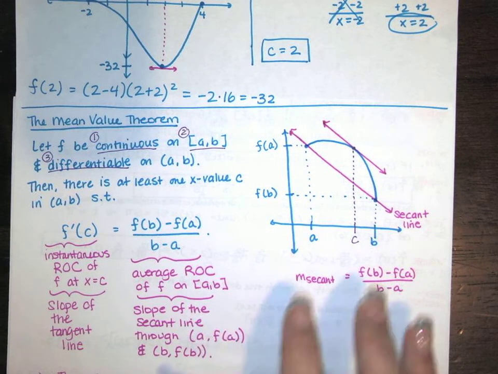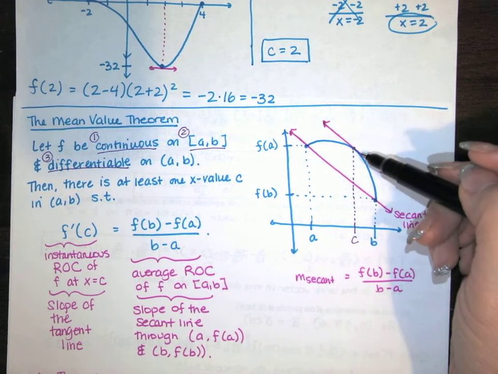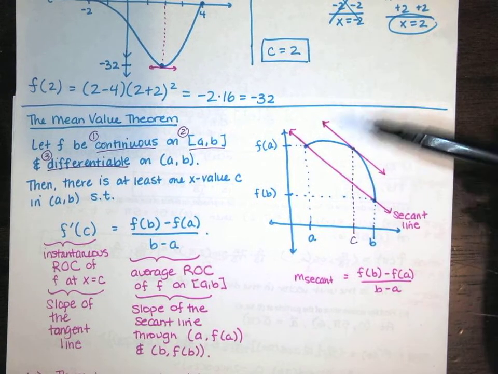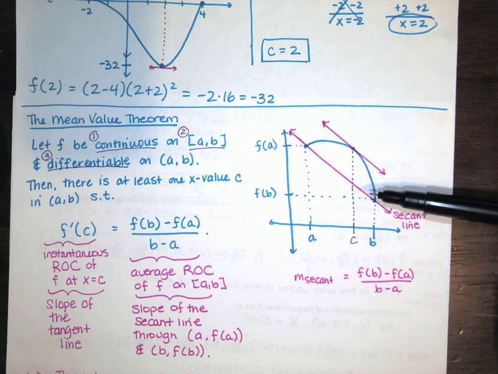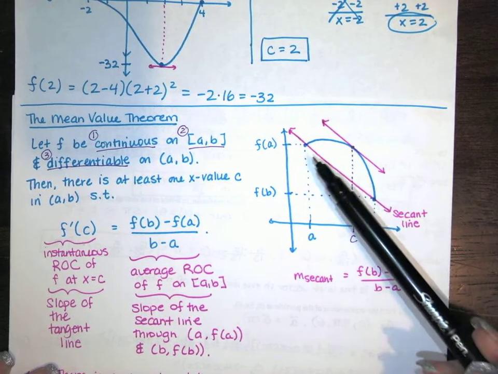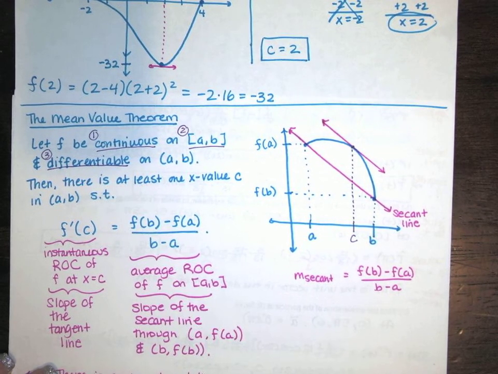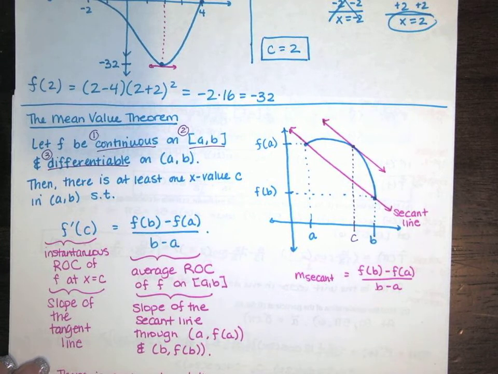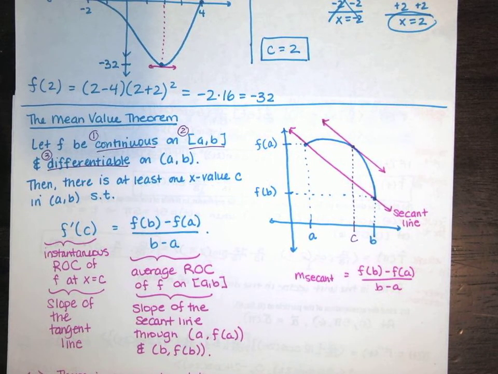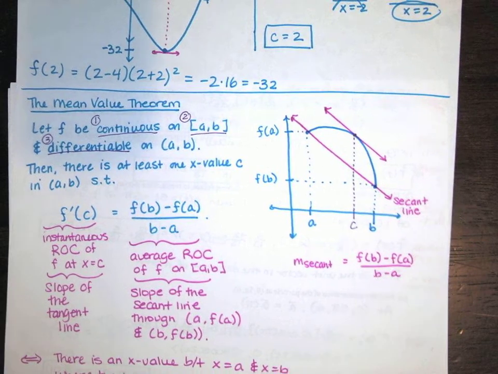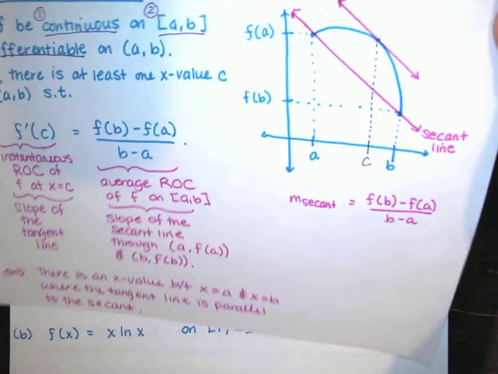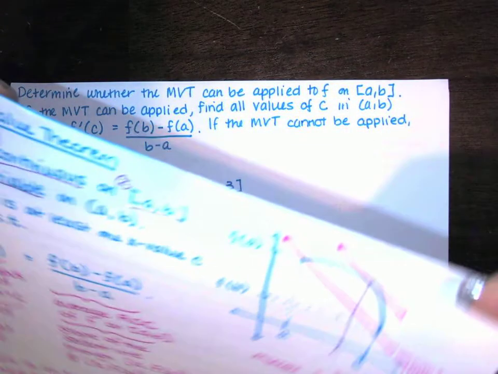Now, we're only guaranteed to have this behavior, where we have one tangent line that's parallel to the secant line, if the function's continuous, so it can all be drawn in one piece, and differentiable, so there are no sharp corners. And this is a very important result. And I always think of this in terms of speeding. Your average rate of change, your average speed, versus your instantaneous speed.